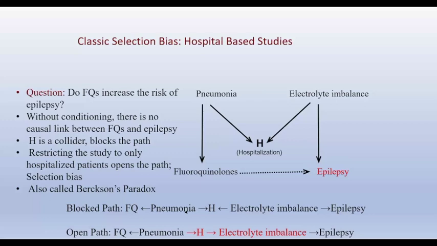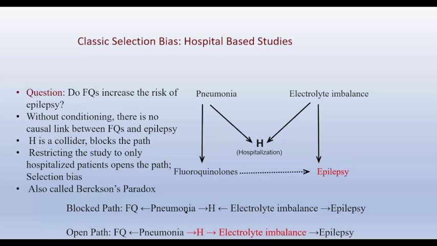Here's another selection bias scenario that can happen in hospital studies, hospital case control studies where controls are selected from the hospital. And this DAG is trying to answer the question whether fluoroquinolone antibiotics increase the risk of epilepsy. Fluoroquinolones are very popular antibiotics. They have been shown to have central nervous system side effects, and epilepsy was one of them. So let's say an investigator wants to answer this question using hospital data.